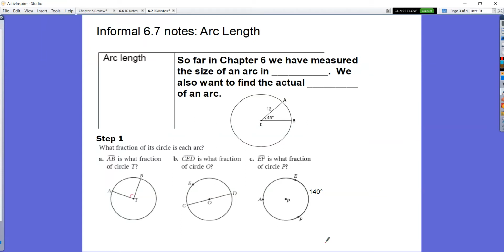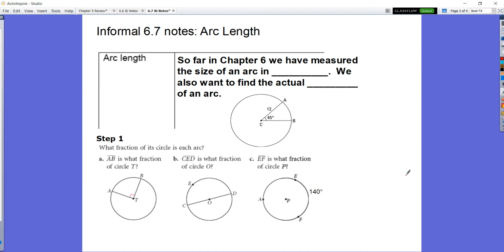All right, geometry students, we are on our last lesson of chapter 6. We got 6.7, and today we're going to be talking about how we're going to find what the arc length is, the length of an arc. So like this right here, we would have an arc. We're going to find out what that distance actually is.